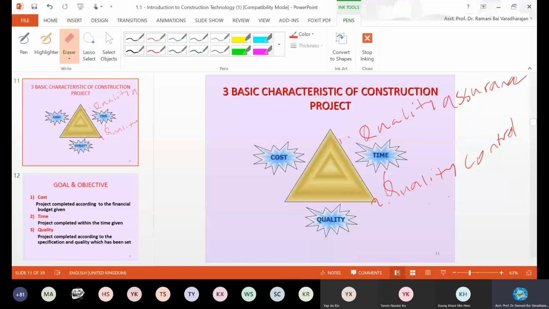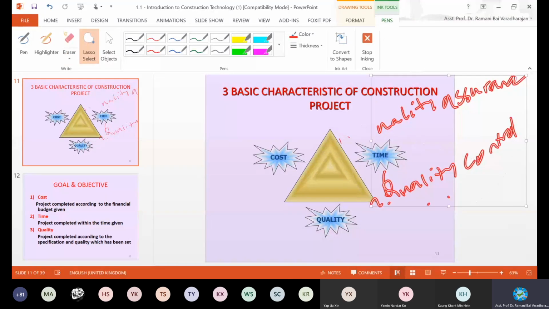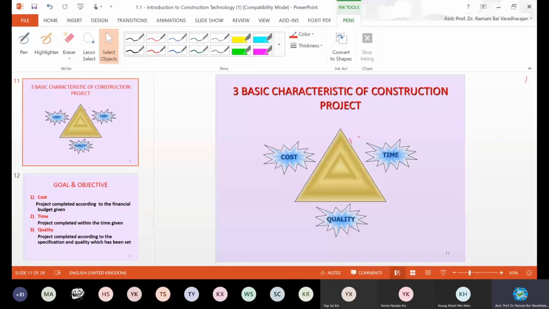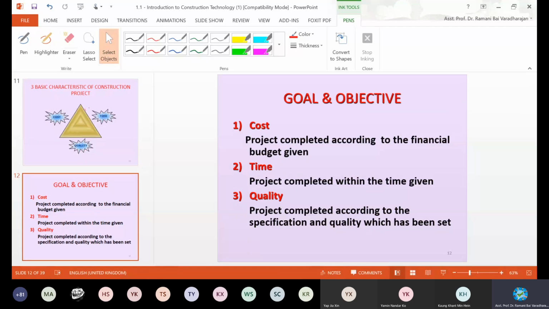Quality control comes after handing over. You need to maintain the quality of the building until the service period of the project. So this is before and after. Please remember this. And then quality, I will detail later on. What is it? One by one.